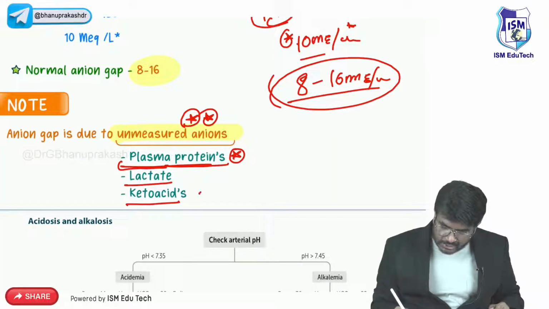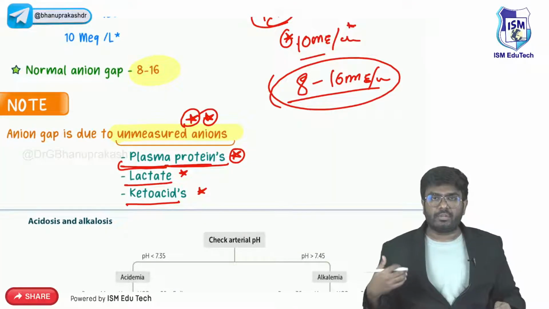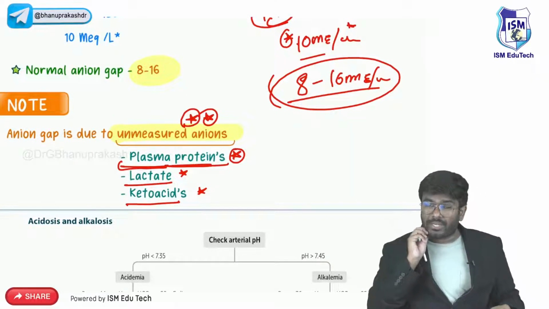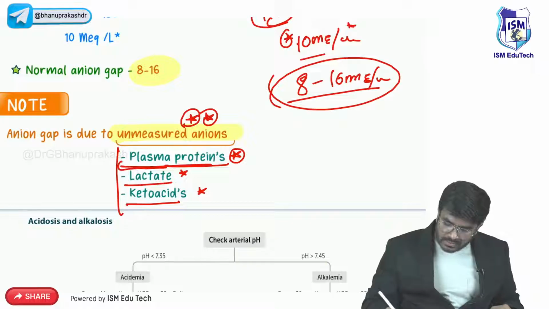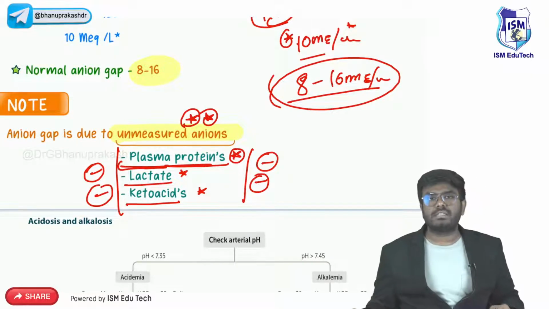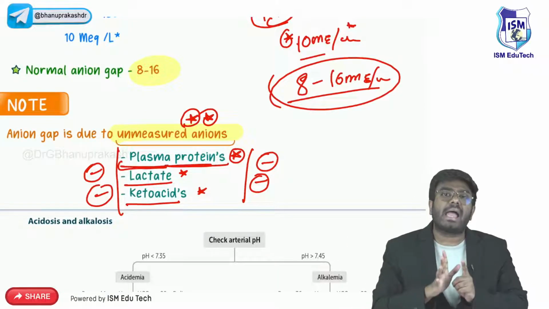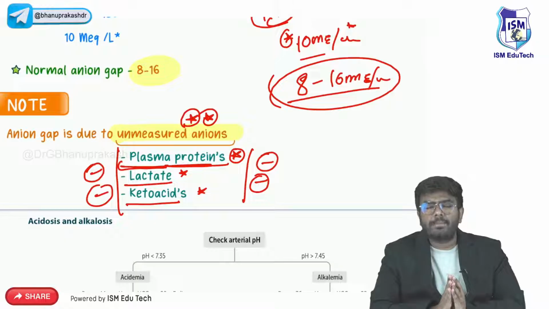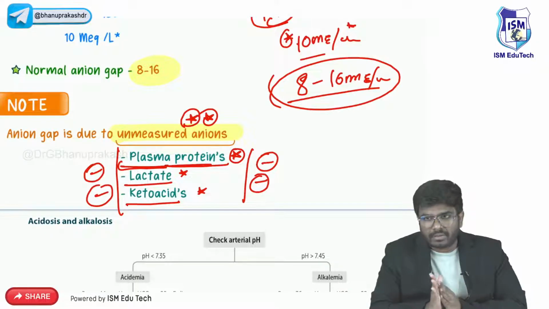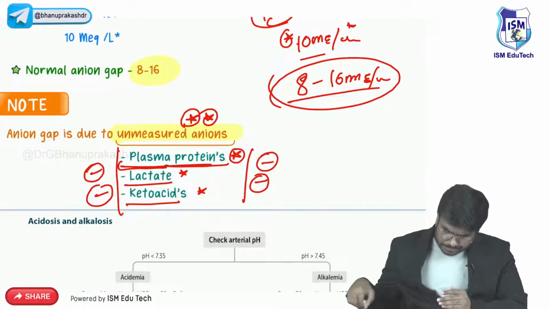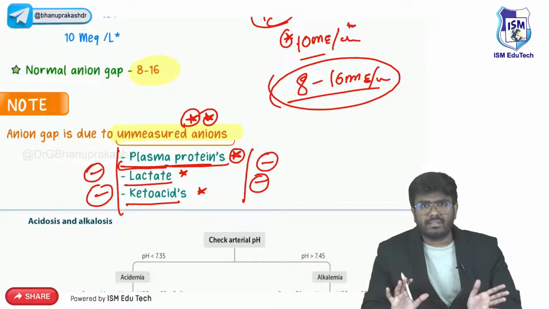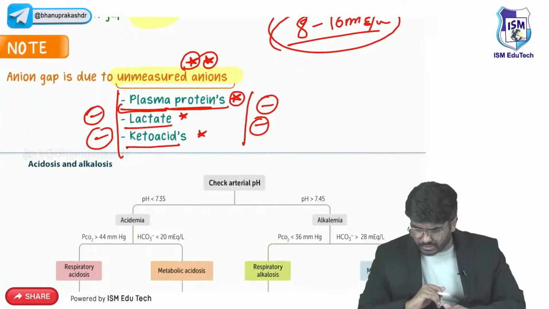And lactate and keto acids, which are produced in the body: keto acid production during ketoacidosis, and lactic acid production during anaerobic glycolysis. See, these are all anions. Anion means negative charges. Because of these unmeasured anions, you have a normal anion gap of 8 to 16 milliequivalents per liter, or 8 to 12 milliequivalents per liter. 8 to 16 according to Indian books, 8 to 12 according to the foreign books.